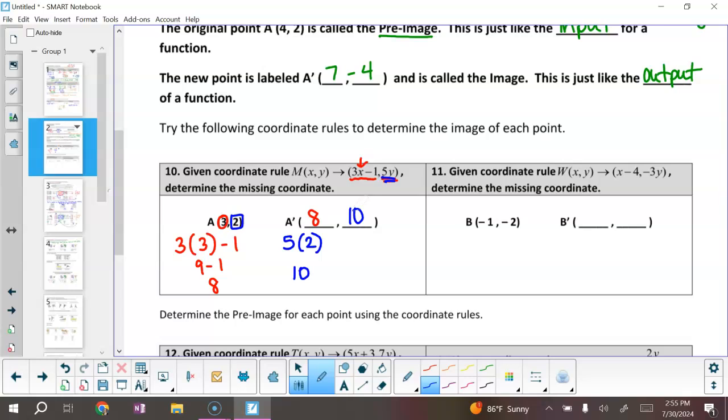We can do the same thing over here for number 11. We've got two rules. We've got x minus 4, and we've got negative 3y, and your x is a negative 1, and your y is a negative 2. Go ahead, take 30 seconds and try to do this one.